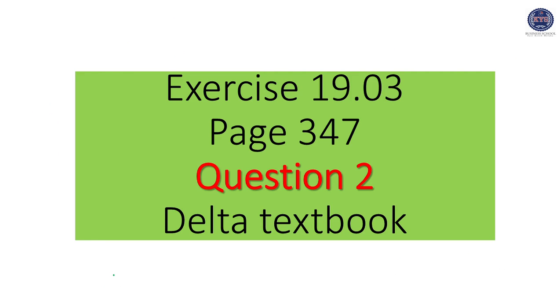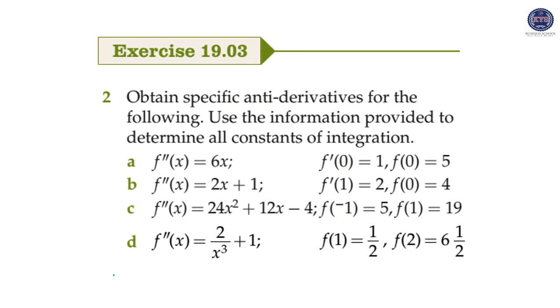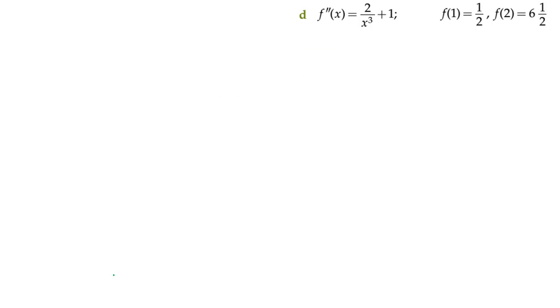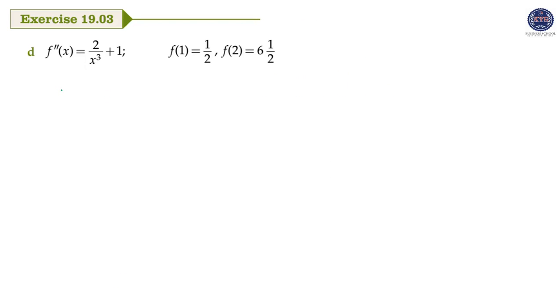Okay, let's proceed to the question from 19.03, question number 2. I choose one question here. Given f double prime x equal to 2 divided by x cube plus 1, and the other given information is over here. Now in order to determine your fx, we start from finding the f prime by integrating our f double prime x. So integrate 2 over x cube plus 1 dx. Remember, integrate you akan dapat constant, dapat C1 over here.